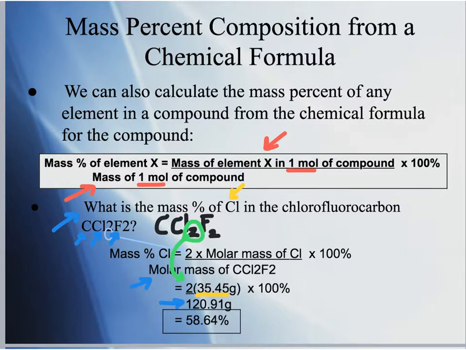So here we've got our mass of just the chlorine atoms in this compound, and then we're going to divide it by the mass of the whole compound itself. And when we do that, we get an answer of 58.64%. So if we have a mole of this chlorofluorocarbon, CCl2F2, 58.64% of its mass is from the chlorine atoms alone. That's kind of what it means.